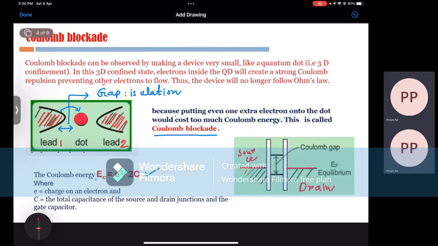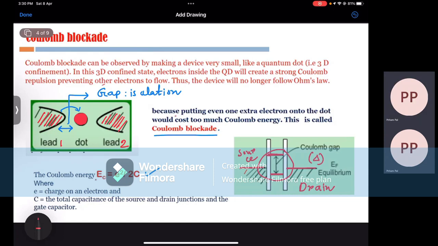But in this quantum dot, because of the strong confinement, quantum effects are coming into the picture, or you can say the allowed energy states are discrete energy states. So electrons can exist only in this state, this state, or in this state, right? And this much is the Coulomb gap. So this is the Coulomb gap.